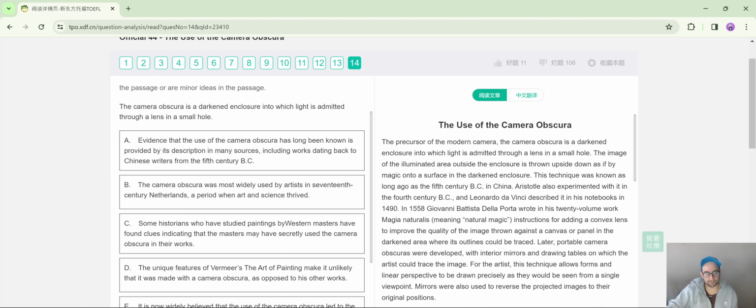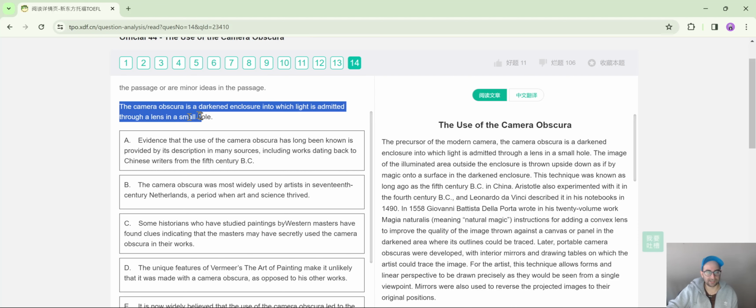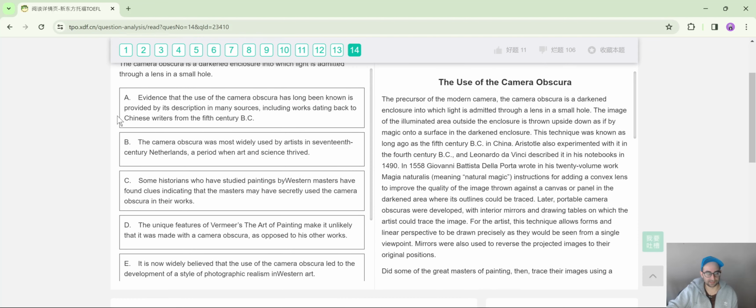The camera obscura is a darkened enclosure into which light is emitted through a lens in a small hole. They actually defined it here in the topic sentence. So evidence that the use of the camera obscura has long been known is provided by its description in many sources, including works dating back to Chinese writers from the 5th century BC.